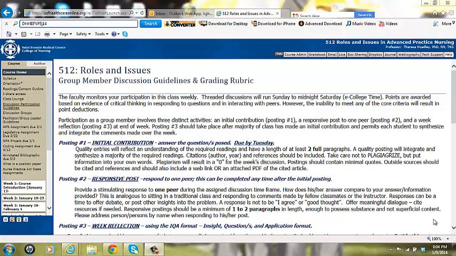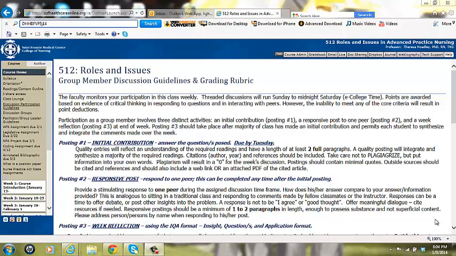It should be at least 2 full paragraphs, taking care not to plagiarize, and you want to make sure that it's a quality posting that integrates and synthesizes the majority of your readings. If there is plagiarism, there's a 0 for the week. Postings should also contain minimal quotes because we want this to be your reflection and your thoughts.